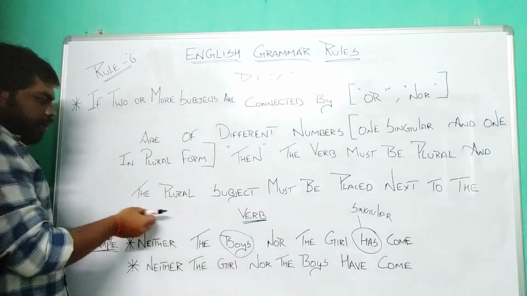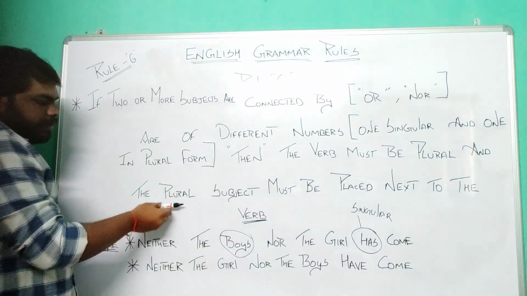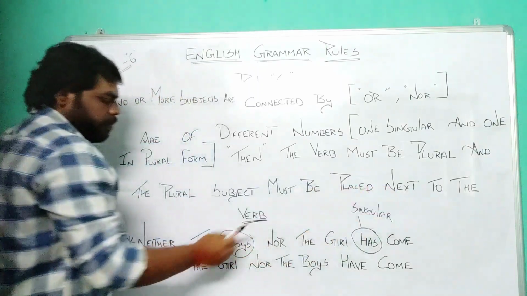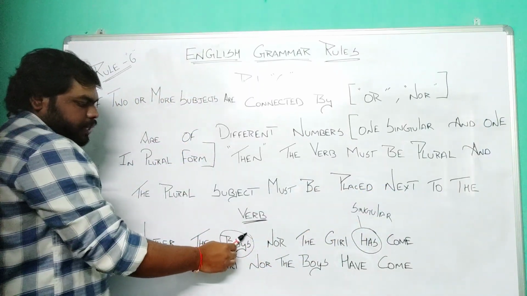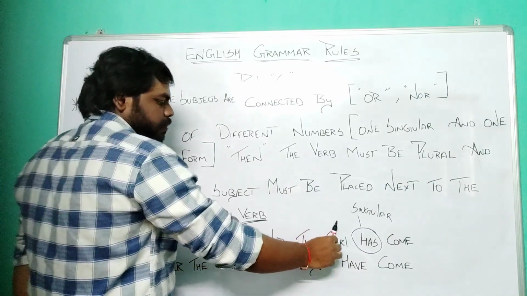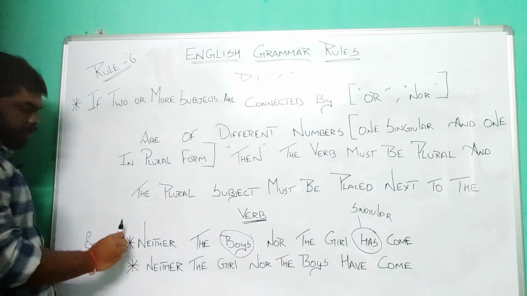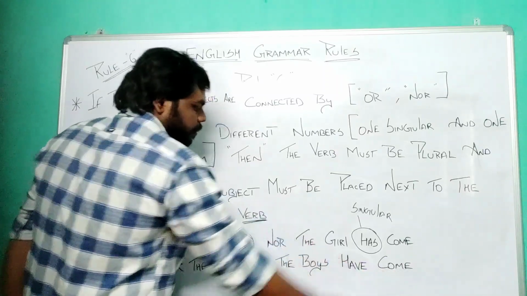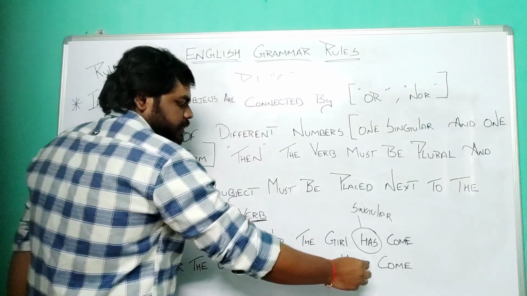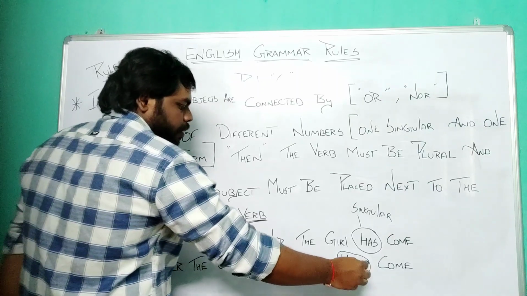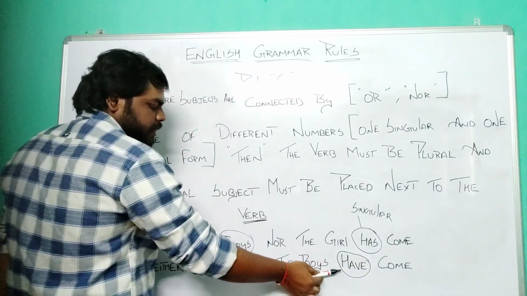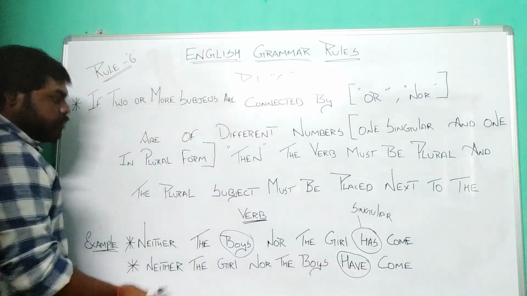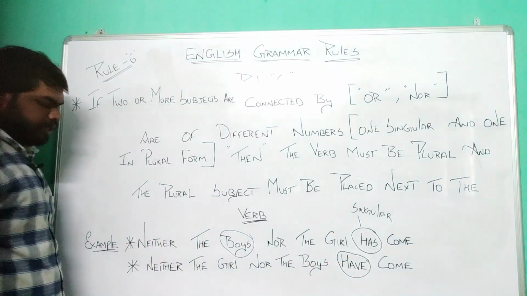We should also follow this second step. The plural subject should be placed next to the verb. Here we have the plural subject which should be placed next to the verb. So the sentence must be reframed as: neither the girl nor the boys have come. We have changed the verb to the plural form and we have placed the plural subject near the verb, right. That is what rule number 6 is trying to say.